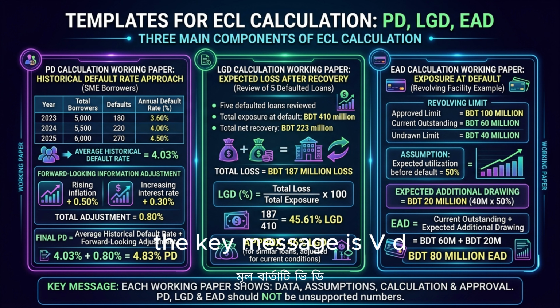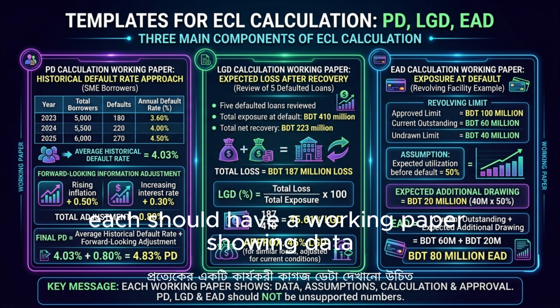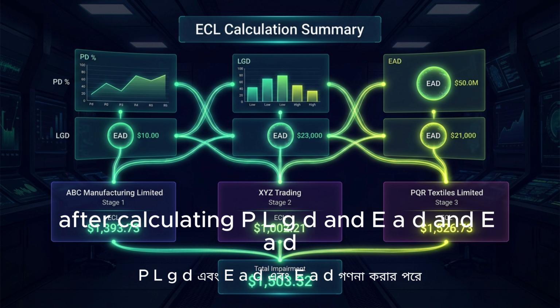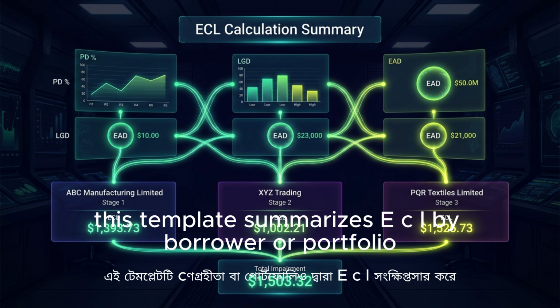The key message is PD, LGD, and EAD should not be unsupported numbers. Each should have a working paper showing data, assumptions, calculation, and approval. After calculating PD, LGD, and EAD, the bank should prepare an ECL calculation summary. This template summarizes ECL by borrower or portfolio.